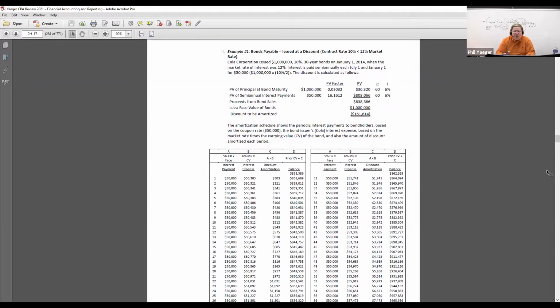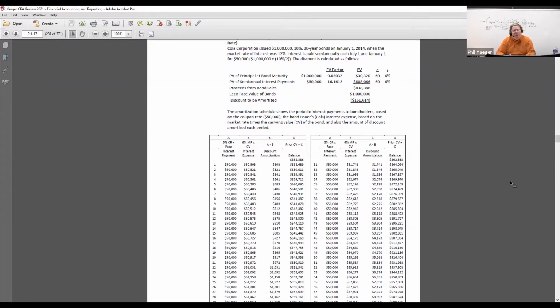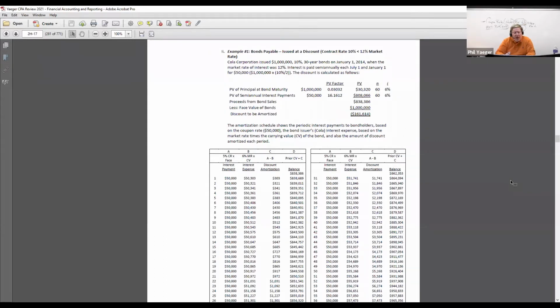All right. So we have the present value of $1 million, and that comes out to $30,320. Now, we also are going to pay semi-annual interest payments. So we're going to go to the present value of an ordinary annuity table, and we're going to take the present value of our actual interest payments. What are our actual interest payments on this bond? $50,000. Good.